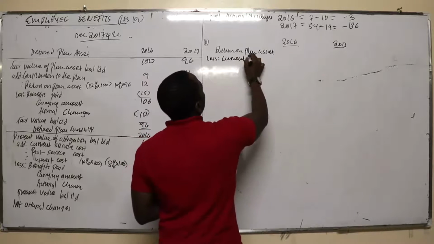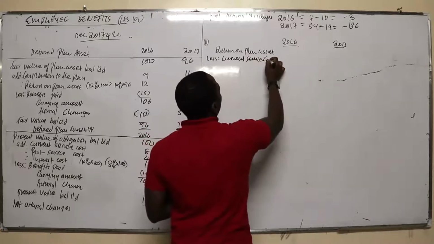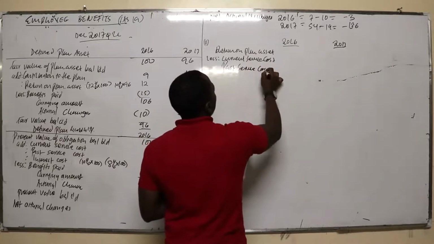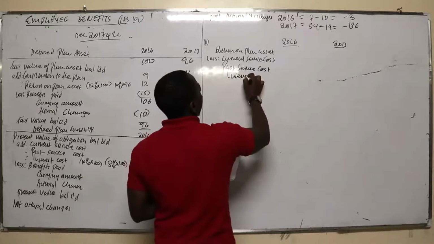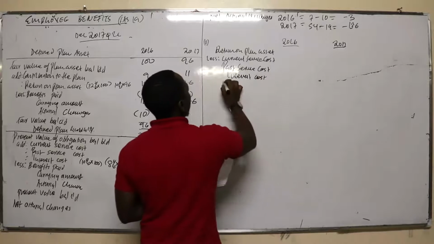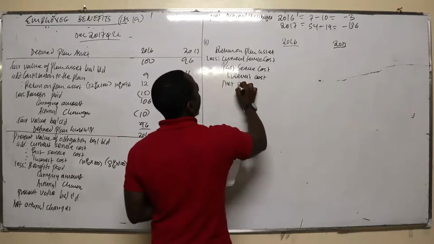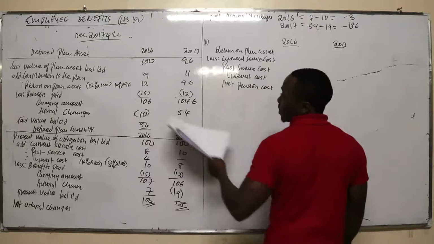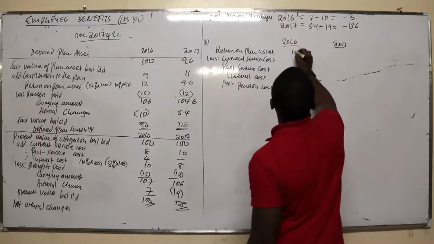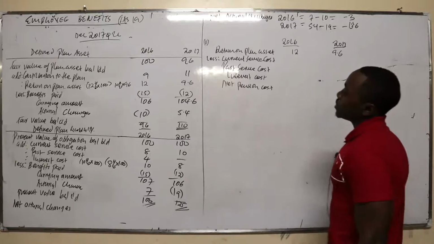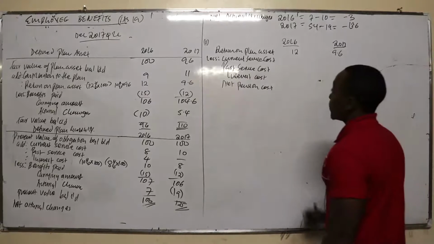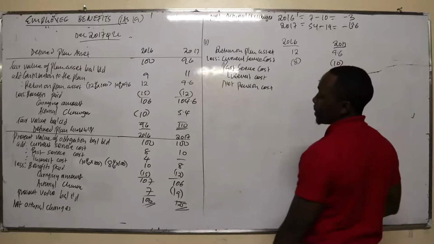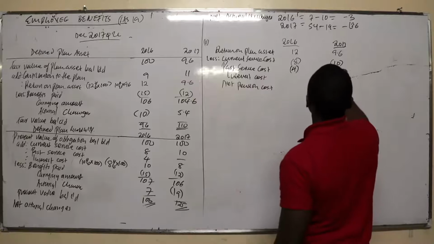Current service cost, past service cost, and the interest cost. And that's how you get the net pension cost. And the return on plan asset, we had an amount of 12 and 9.6. Current service costs, we have 8, 10. Past service cost, we have 4, dash.